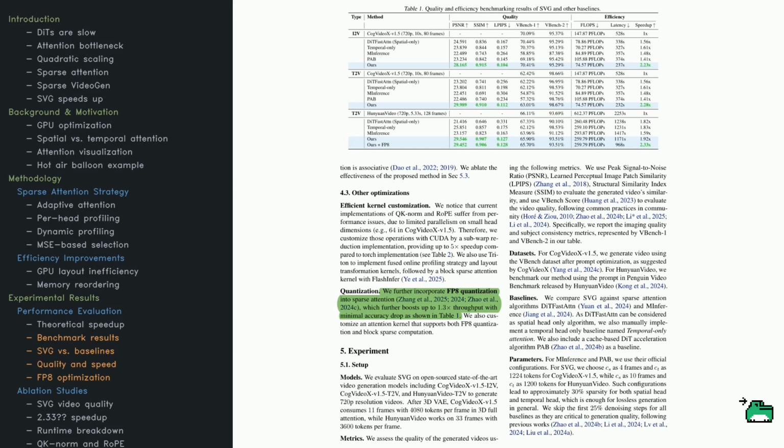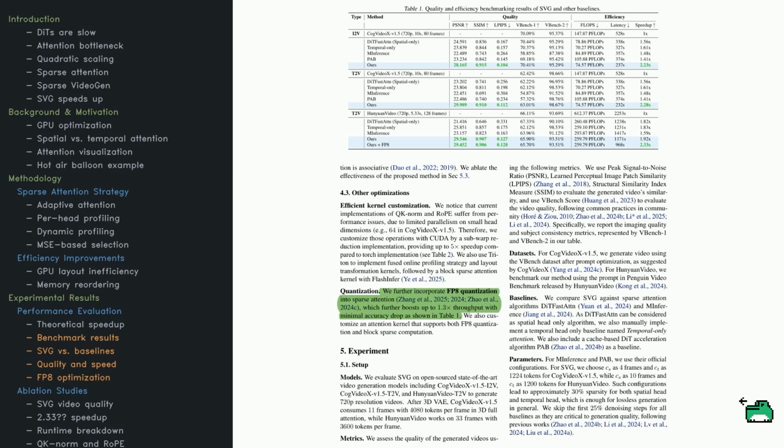But what about speed? This is where SVG really shines. It achieves a 2.28 times to 2.33 times speedup compared to standard full attention methods, while other baselines like DIT-Fast-Atten, spatial only, and Minference also attempt to optimize performance. They either sacrifice too much quality or fail to match SVG's computational efficiency. SVG, on the other hand, maintains high visual quality while using fewer floating point operations.